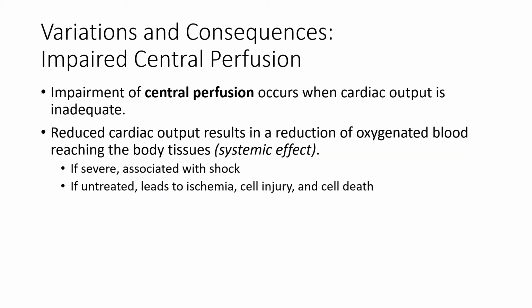So impairment of central perfusion occurs for any reason that cardiac output is inadequate. So factors that can cause a decrease in cardiac output, number one, frank hemorrhage. Your patient has been in a motor vehicle accident, they have lacerated their liver, the liver has a pretty significant blood flow, so they've lacerated that and they're having internal bleeding from that. So that blood is leaking out into the abdominal cavity, and that blood is no longer available to be in the vessel to take part in circulation, to take part in cardiac output.